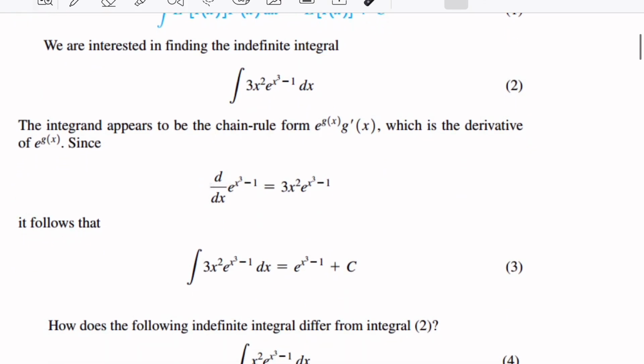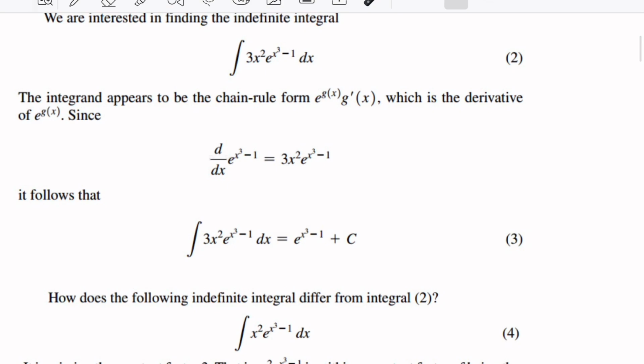Now, if we were to look at this indefinite integral here, we see that it's missing the constant factor of 3 here. So it's not going to be in exactly this form because the derivative of our inside function, x cubed minus 1, needs to have that 3 out in front. It'll be 3x squared.